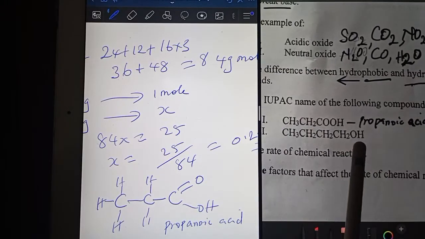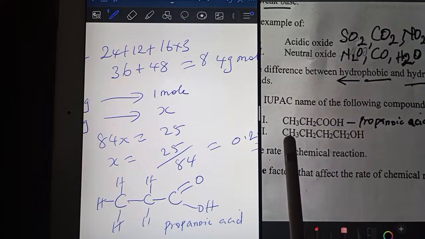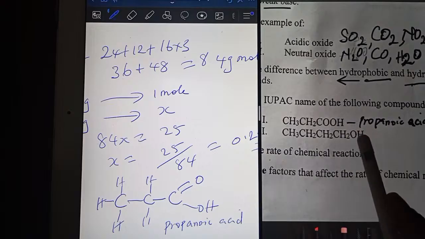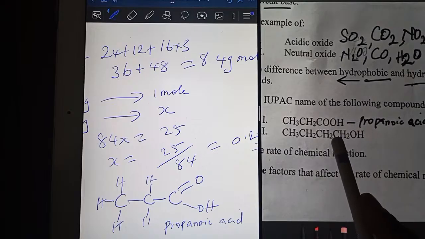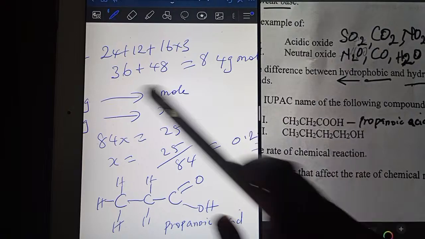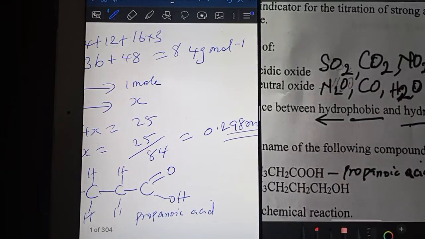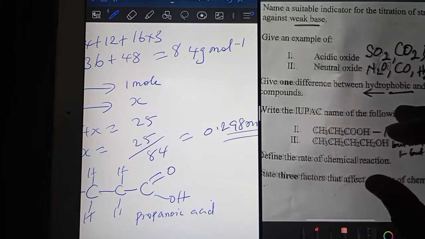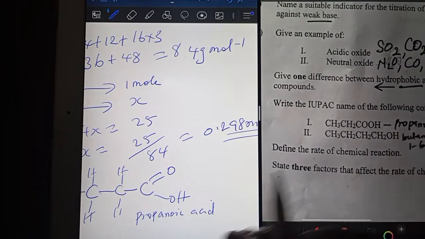It is also simple. The principal functional group is OH. You count 1, 2, 3, 4. 4 is but. So we have butanol. But the OH is at carbon number 1, so you say butan-1-ol to be on the safer side. So this one is 1-butanol or butan-1-ol. That's the second one. They now say, define the rate of chemical reaction.